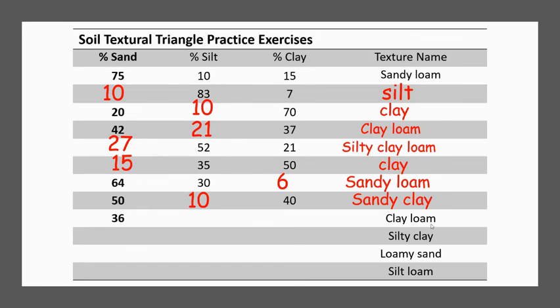And then these last problems, you don't have to have these exact percentages, you just have to be close. But a clay loam with 36% sand could have these percentages of silt and clay. A silty clay might have these percentages, or plus or minus a little bit. Loamy sand is going to be mostly sand with a little bit of silt and clay, and silty loam is mostly silt.